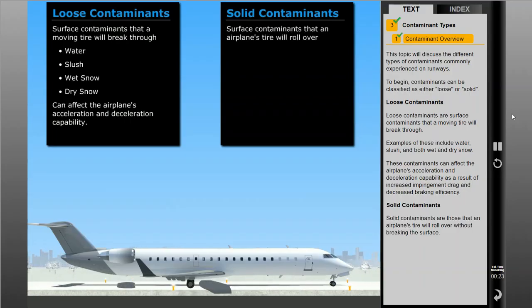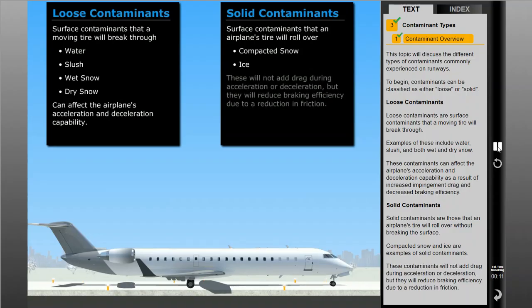Solid contaminants are those that an airplane's tire will roll over without breaking the surface. Compacted snow and ice are examples of solid contaminants. These contaminants will not add drag during acceleration or deceleration, but they will reduce braking efficiency due to a reduction in friction.